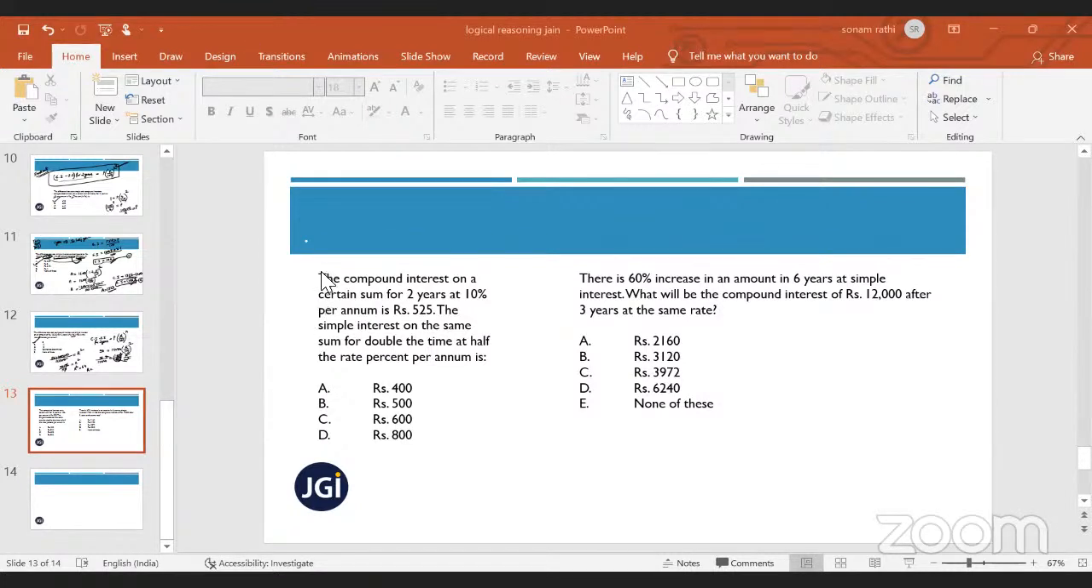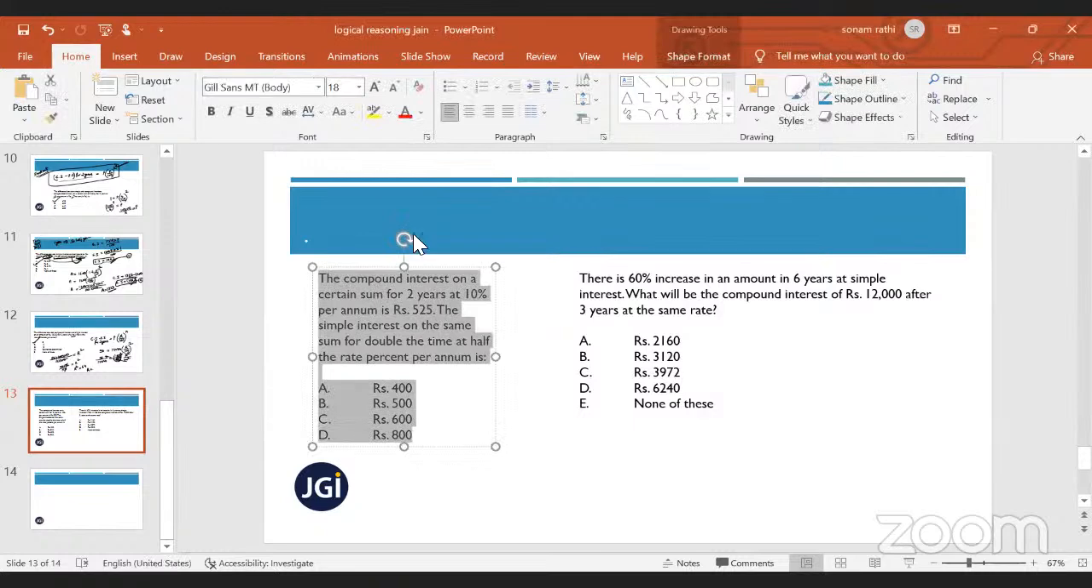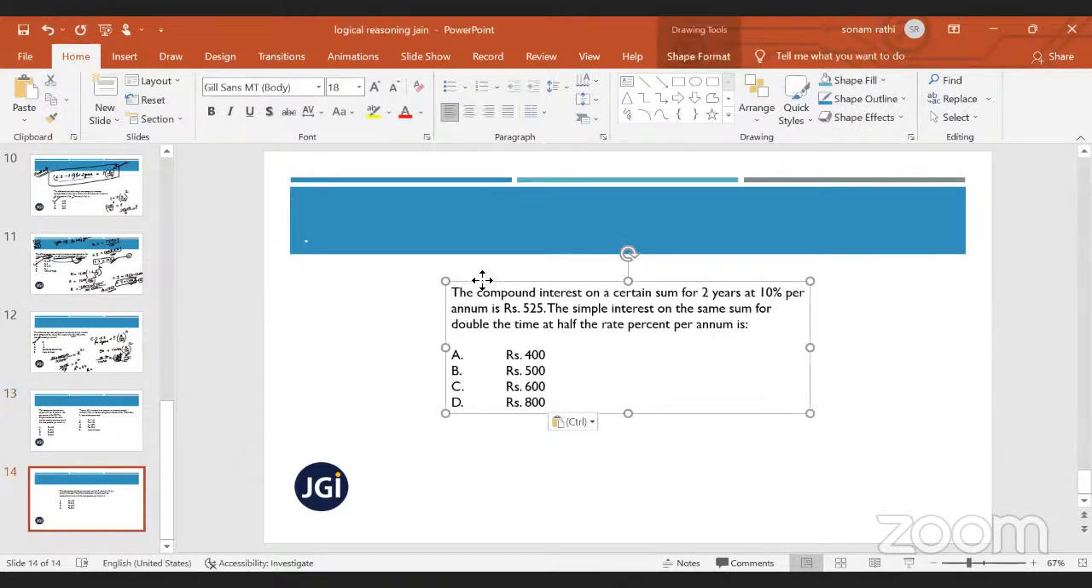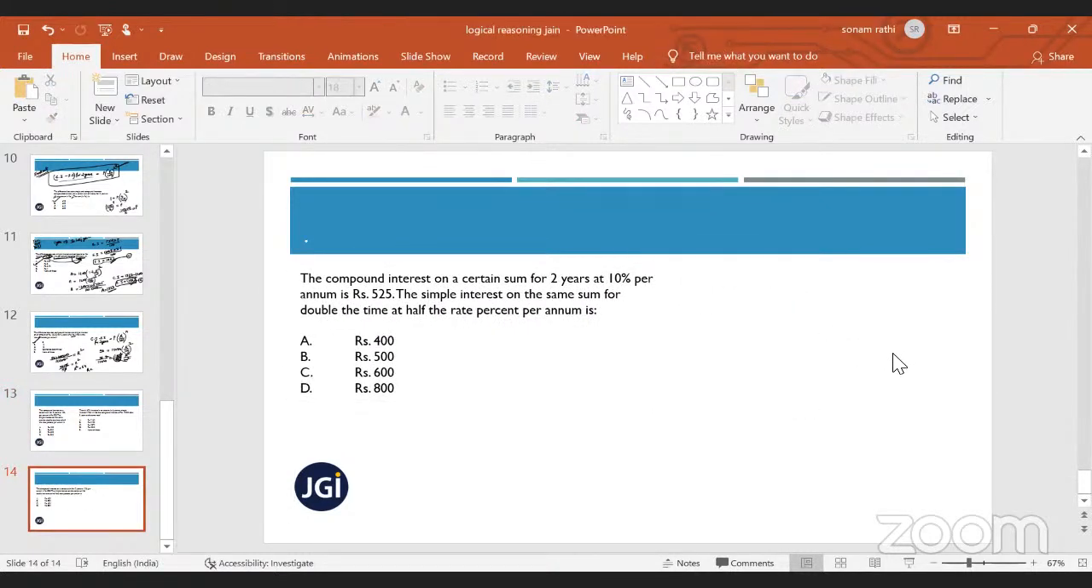Okay, let's do the first question. What are they saying in question number 1? The question says that compound interest on a certain sum for 2 years at 10% per annum is 525. So amount is equal to principal times 1 plus r by 100 to the power n. Principal you don't know, amount also you don't know, but you know the interest, correct? So compound interest is amount minus the principal. Amount is this.